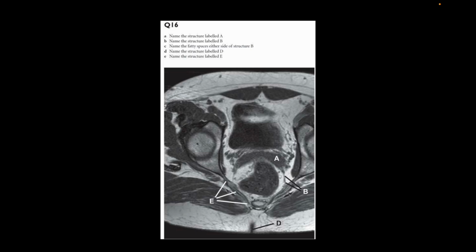E is your coccygeus muscle back here, which attaches to the coccyx from the ischial spine, which is this. So ischial spine to coccyx is your coccygeus muscle.